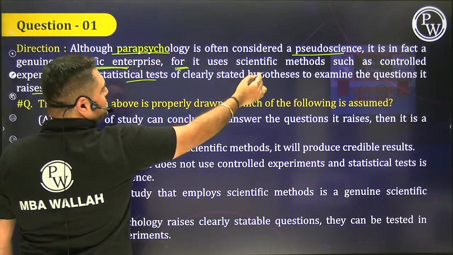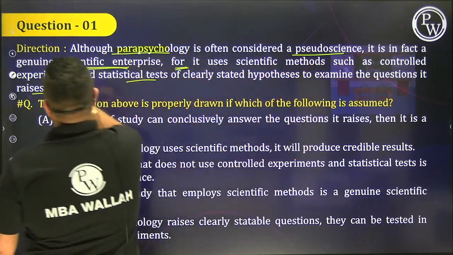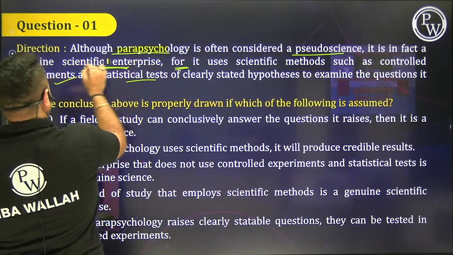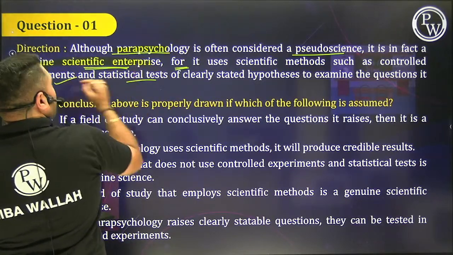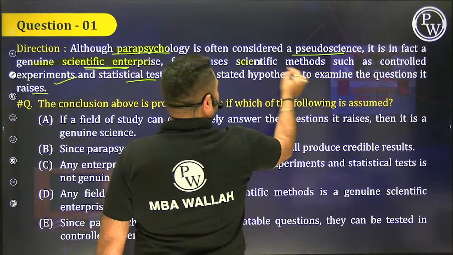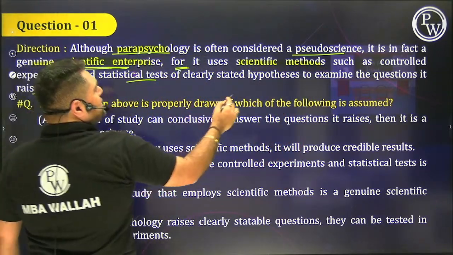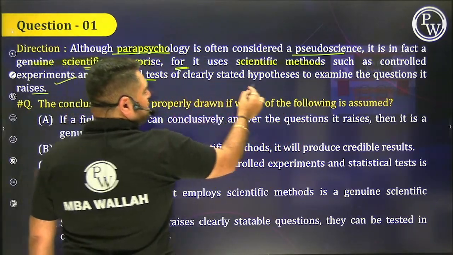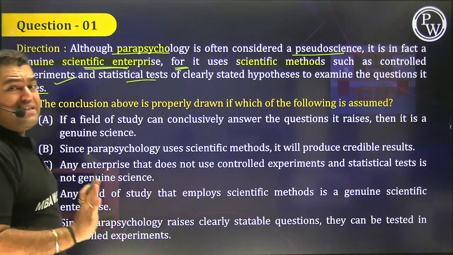For parapsychology to be considered a genuine science, we are highlighting this. What all does it need? It needs to use scientific methods such as this, and also this, to examine the questions. That's all. So that's a necessary condition.